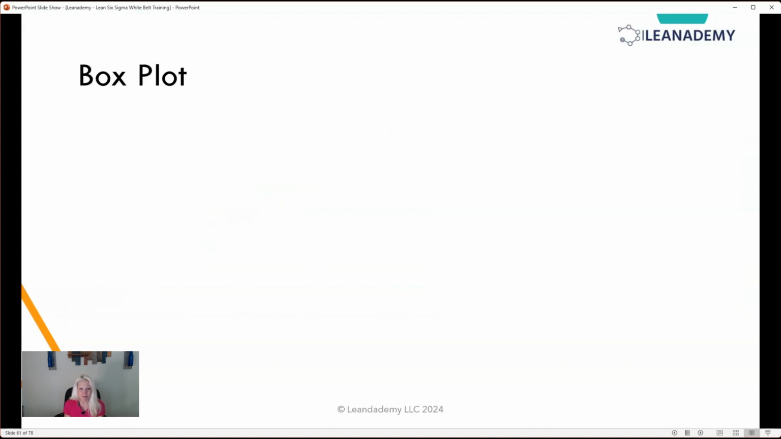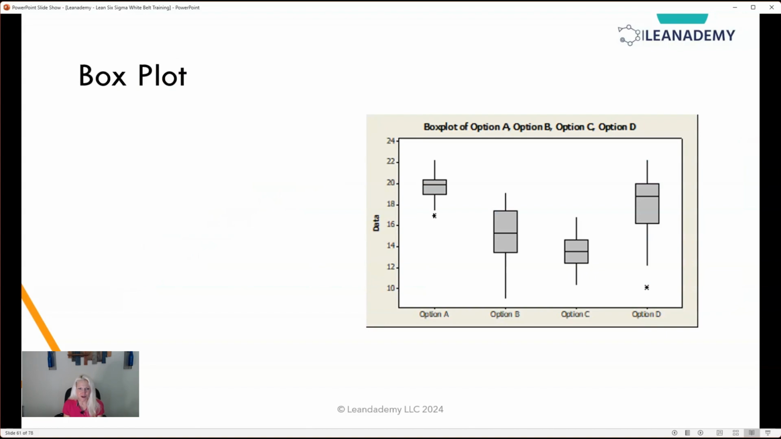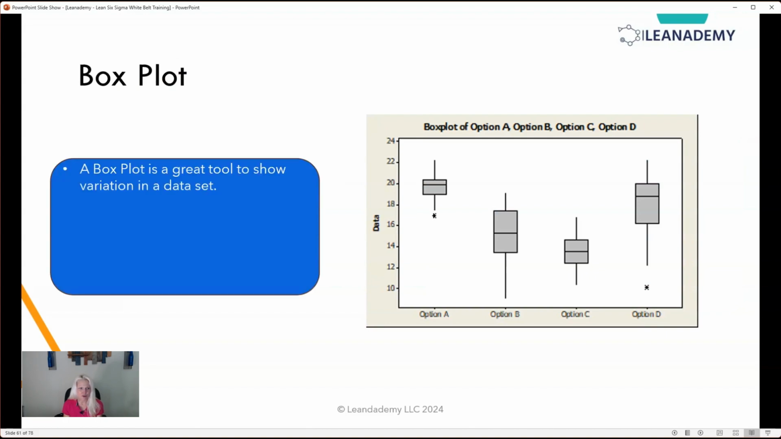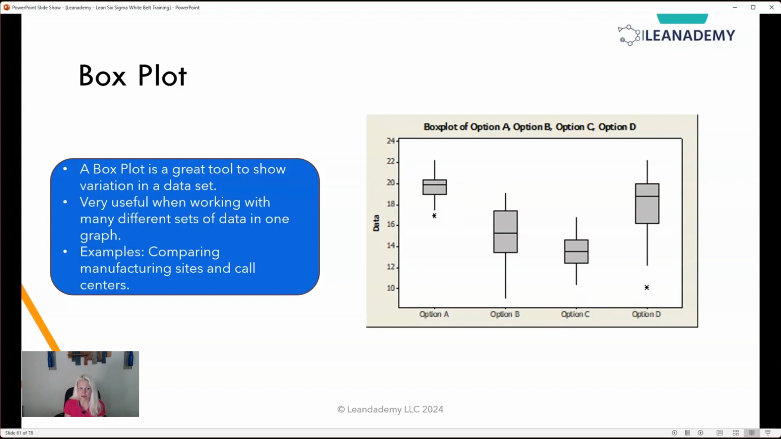Next, we're going to move into a box plot. Box plots are a great tool to use. It's a great tool to show variation in the data set. And you can see the variation here by the stars and how long these box whiskers are. It's very useful in working with many different sets of data in one graph. So maybe you're looking at different locations, different types of products, different error codes, different times of day, like different shifts. It's just comparing to see where the most variation is happening. It's just a great graphical representation of another way to look at your data, right?